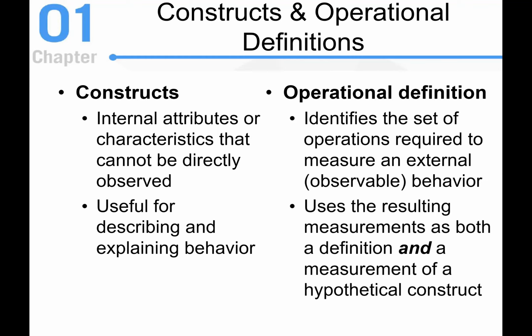Humans are very complex, so not everything that we have words for or understand is something that could be directly observed or measured. So let's talk about an example. IQ or intelligence. We can't directly observe intelligence. Intelligence is a construct, all right? It's some kind of internal attribute or characteristic. But we all kind of have an idea of what intelligence is, all right? So that is an example of a construct.